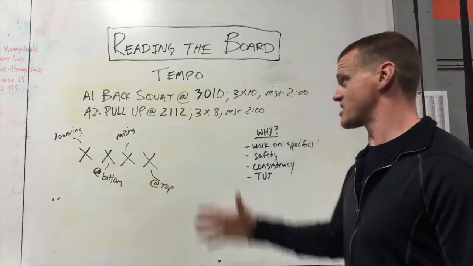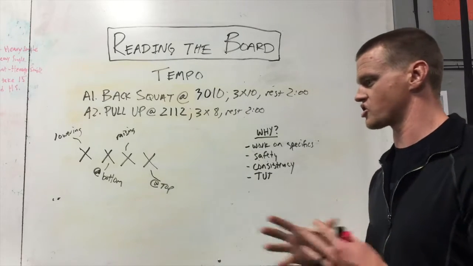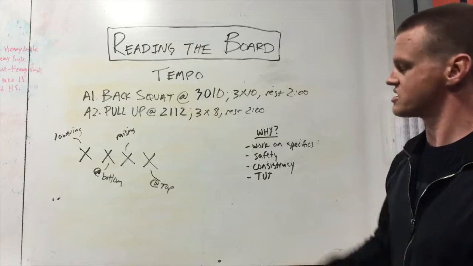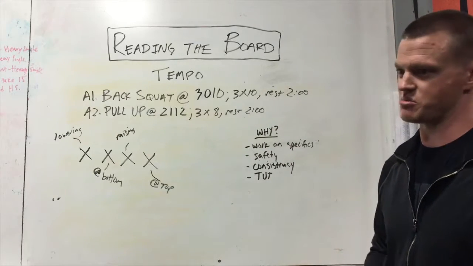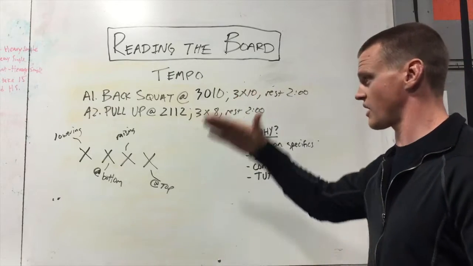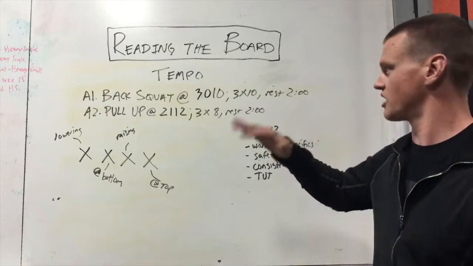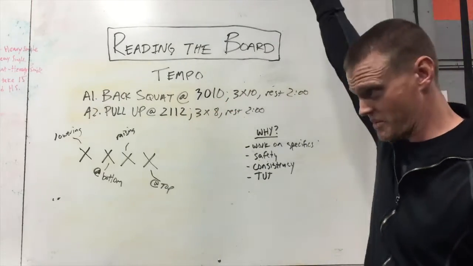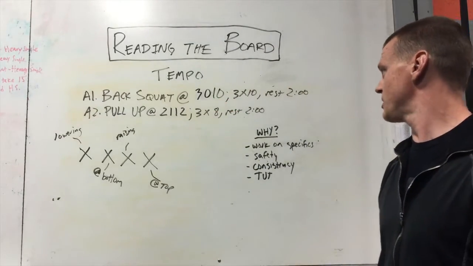So that's one benefit. Safety is another one. It gives us control on what the movement pace should be, so there's not a huge discrepancy of speed, and people aren't just hammering out reps. It allows us to say, okay, slow on the way down, so you're not just crashing on the way down on a back squat, for example. Same with a pull-up, so you're not just slamming all the way down in that movement.